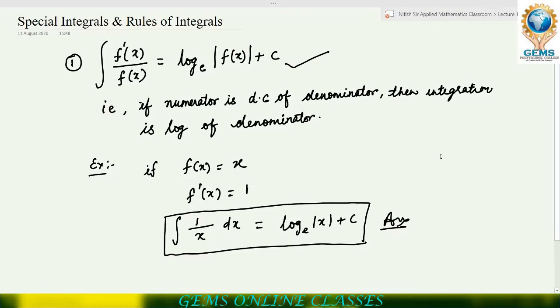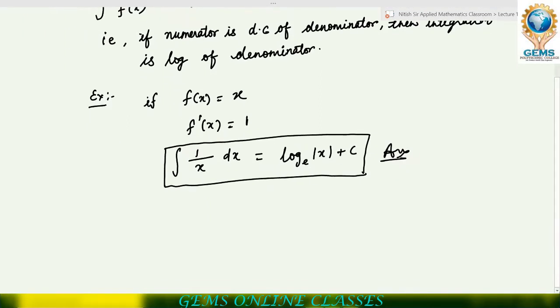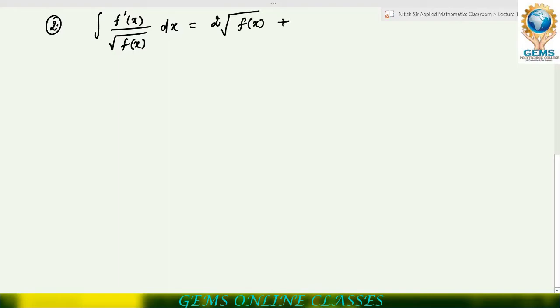OK, next is integration of f dash x upon root under f x dx equal to 2 root f x plus c. This is the second rule.